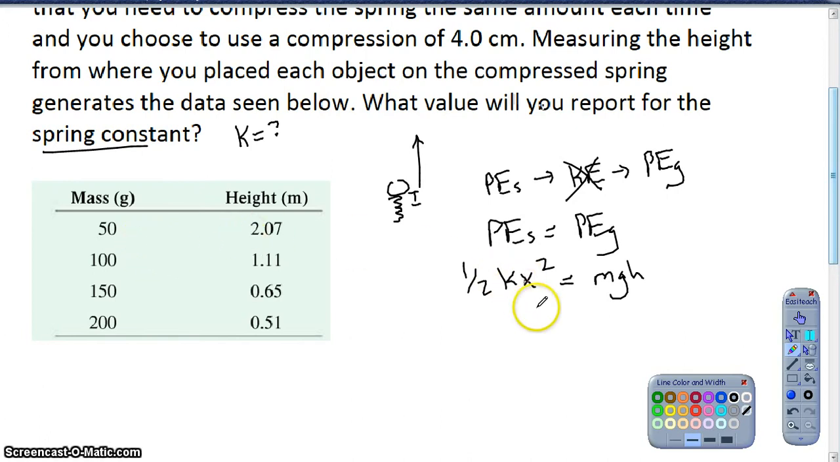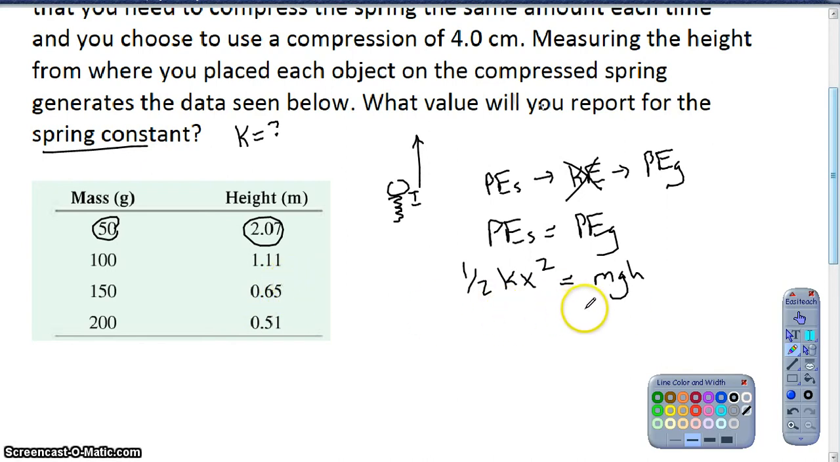Now the tricky thing with an experiment like this is that you don't just want to use one set of data. I don't just want to take this mass and this height, plug them in, and see what I get, because you're going to get various different values for k. So instead, we want to graph this, and we want to graph it in such a way that the slope can help me find k.